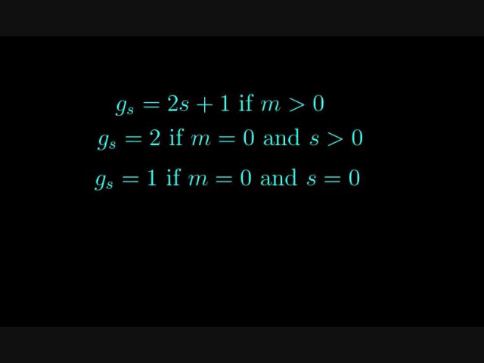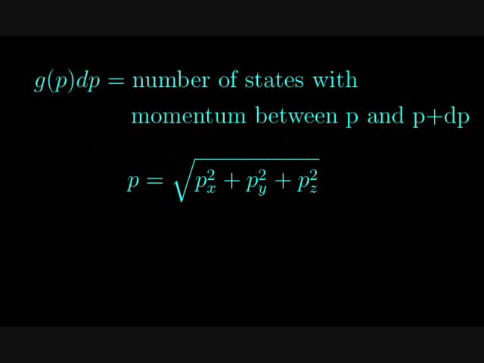G sub s equals 2s plus 1 for massive particles with spin s, 2 for massless particles with non-zero spin, and 1 for massless particles with spin 0. We would like to know the density of states for the particle, which is the number of states with momentum between p and p plus dp, where p equals the square root of p sub x squared plus p sub y squared plus p sub z squared.